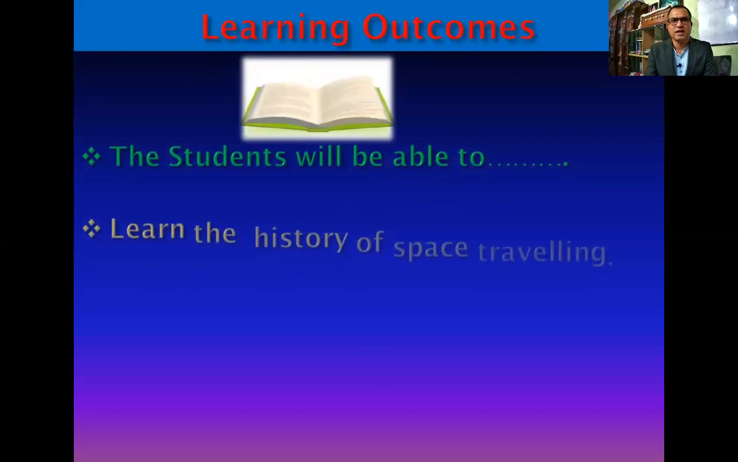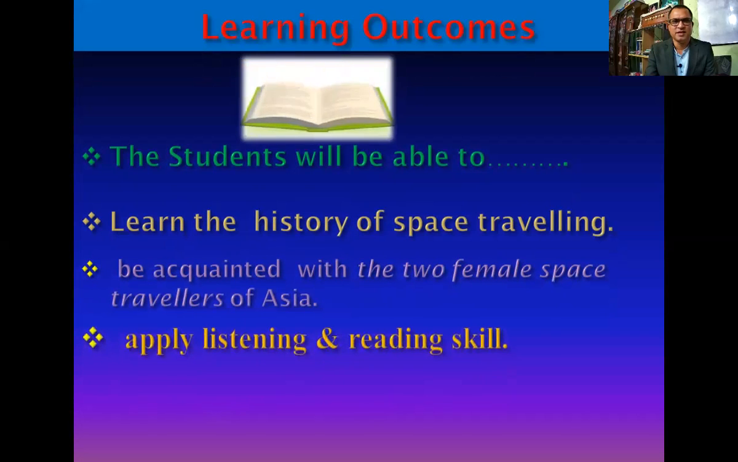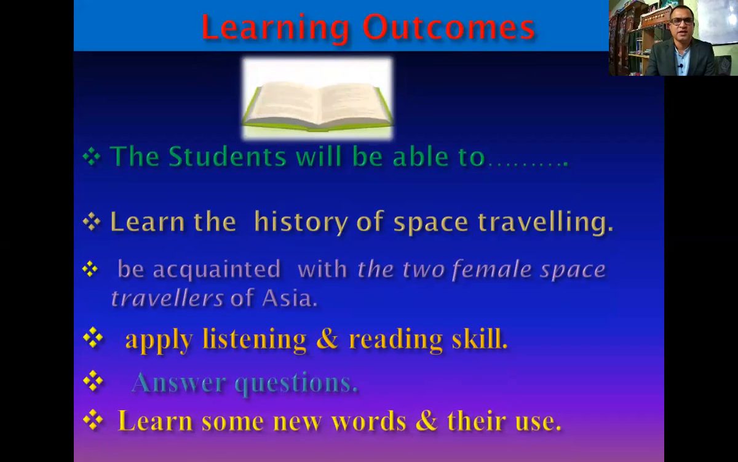Now, learning outcomes. Towards the end of the lesson, you, the students, will be able to learn the history of space traveling. You will be acquainted with the two female space travelers of Asia. You will be able to apply listening and reading skills and answer questions. And of course, learn some new words and their uses.